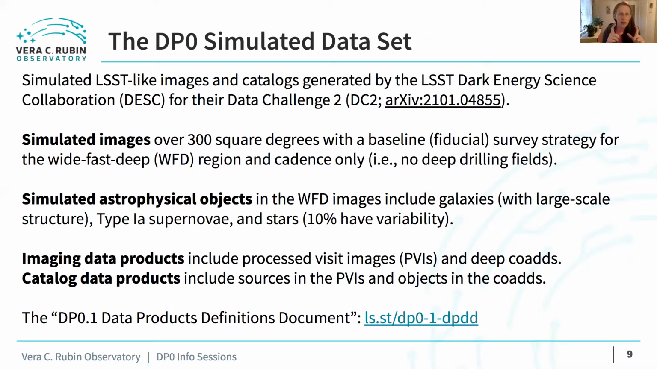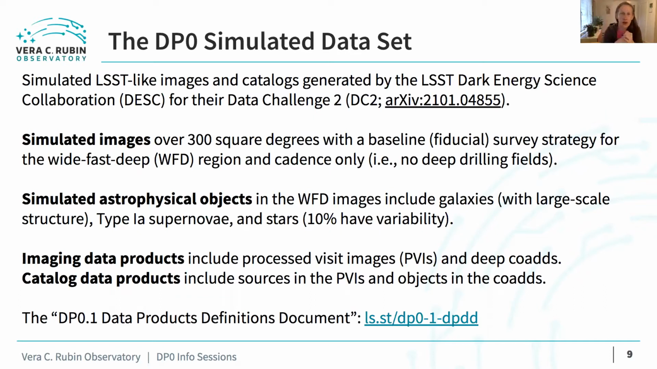What it does not include is any deep drilling fields. If you're familiar with that term, you'll know that LSST, in addition to doing the full sky, will also have several deep drilling fields where it'll get really deep images. But that kind of data is not included in the DP0 dataset. So it's just 300 square degrees of a region of sky. Also, it's not a simulated full 10-year survey, but just 5 years. So it's 5 years' worth of images over 300 square degrees of sky, with no deep drilling fields.